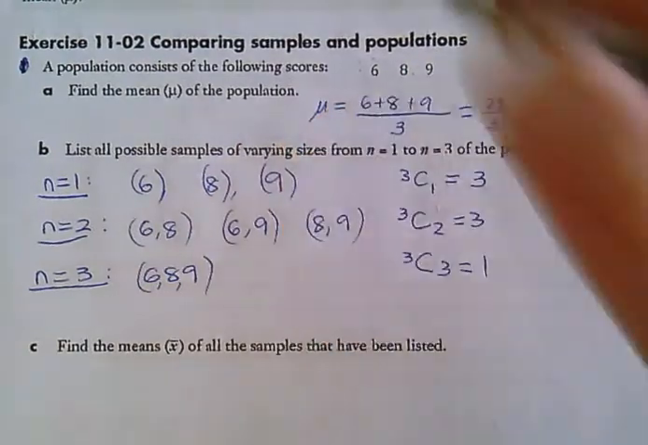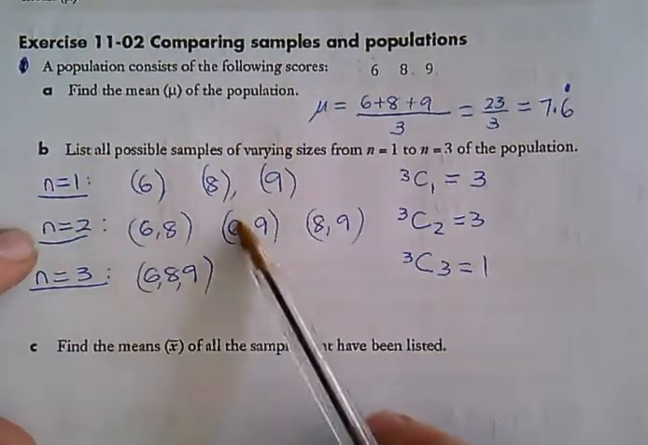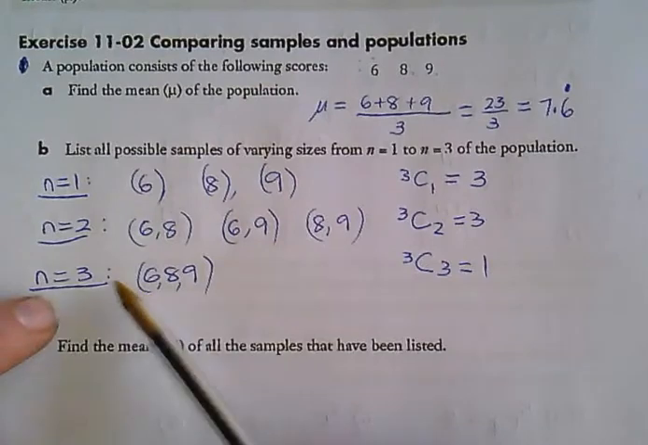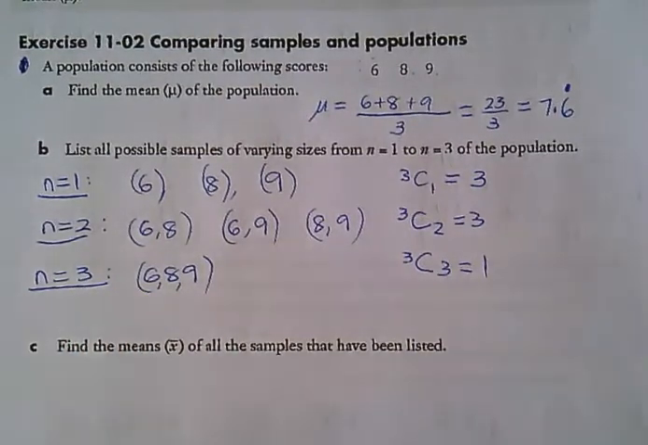6, 8, 9. There's sample size 1. There's sample size 2: combine any two numbers. And combining three numbers is only one way.